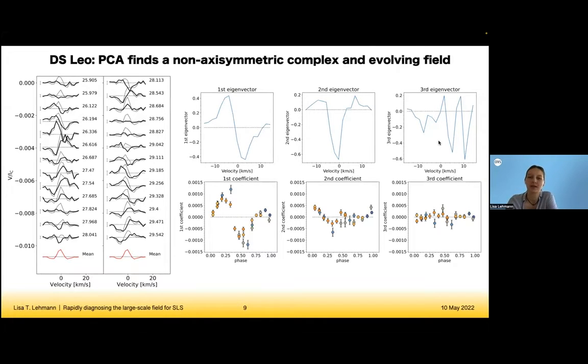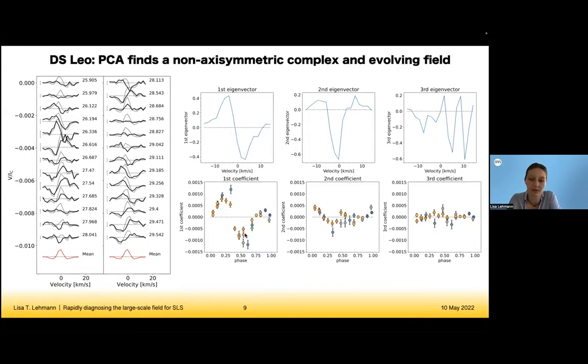For DS Leo, the eigenprofiles show an antisymmetric and a symmetric shape, allowing us to analyze different components of the large-scale field. And you see that the coefficients show here more than two extrema. So that means this field must be more complex than a dipole. Furthermore, the coefficients also unveil that we see some kind of evolution in the field.